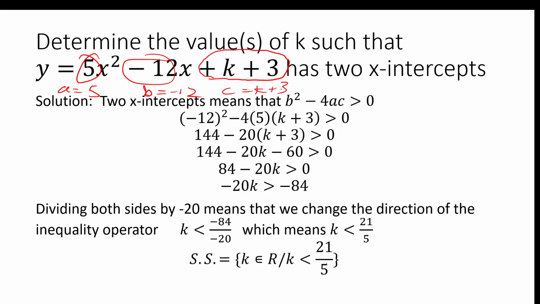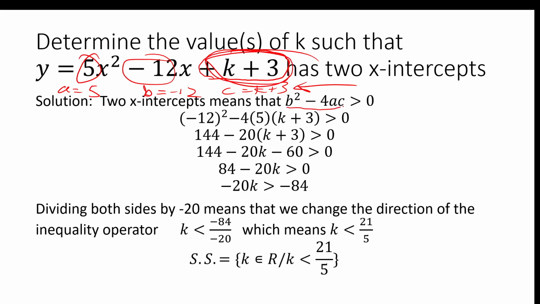Now, the b value represents the coefficient of x, so if we had k multiplying x somehow, that would be part of the b. And the a value indicates everything multiplying x squared, so if somehow k was attached to an x squared, it would be part of the a value. But in this case, the k plus 3 is unattached to x or x squared, so there's our c value.